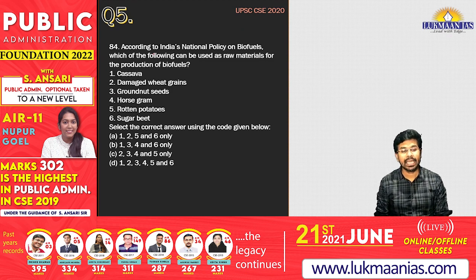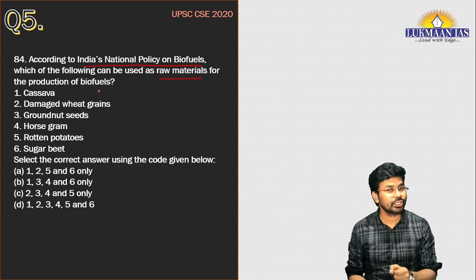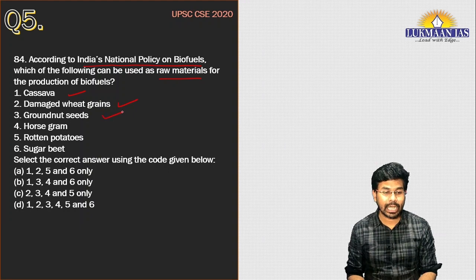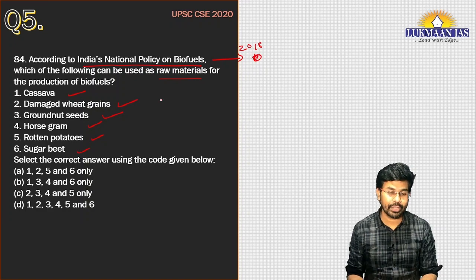This question says, according to India's national policy on biofuels, which of the following can be used as raw materials for the production of biofuels? Cassava, damaged wheat grains, groundnut seeds, horse gram, rotten potatoes, sugar beet. These are the statements that they have given. The thing is, this is the national policy on biofuels of 2018.